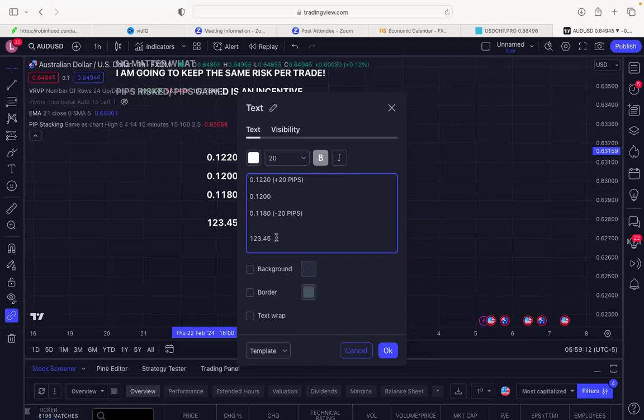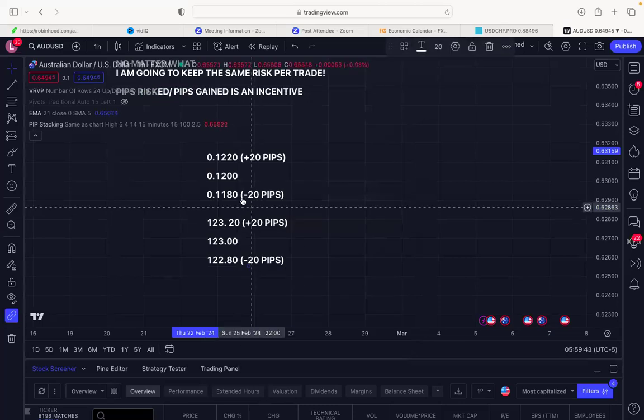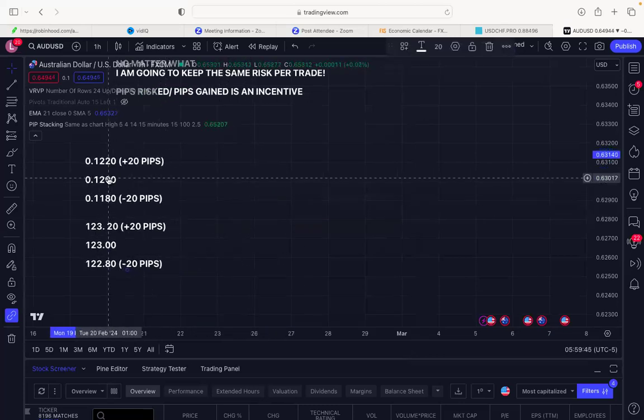Now, over here, let's say I start with 123. If I go to 122.80, that's down 20 pips from right here. And if I go to 123.20, that's plus 20 pips. Take your time, rewind it, write this down. So there it is right there.